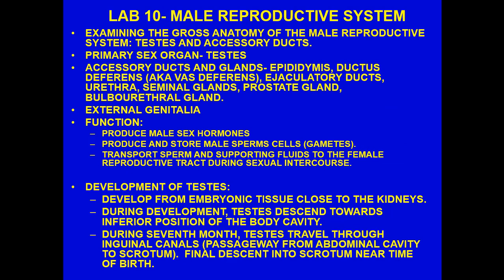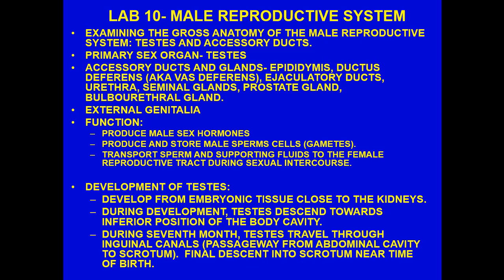First off, what we're going to be doing is examining the gross anatomy of the male reproductive system, the testes and the accessory ducts. Now, the primary sex organ is the testes. So what are the accessory ducts and glands? This includes the epididymis, the ductus deferens, which also goes by the name vas deferens, the ejaculatory ducts, urethra, the seminal glands, prostate gland, and bulbourethral gland. That's a mouthful, but these are very important glands that allow for the successful transfer of sperm. And I'll explain more of it as we move on.